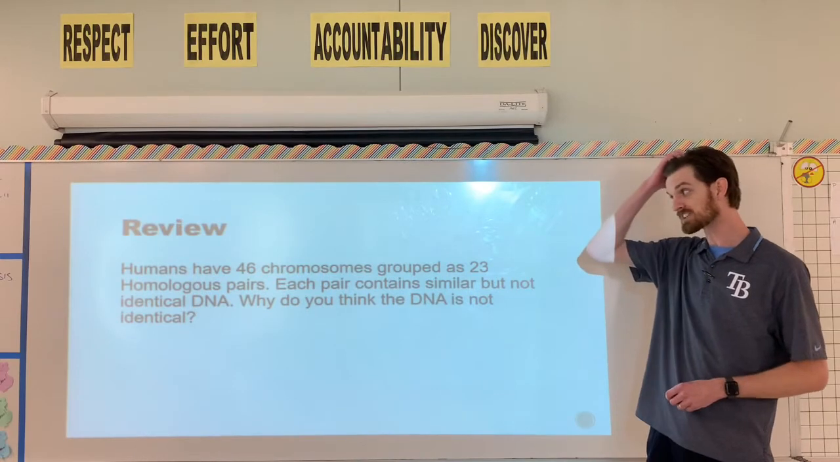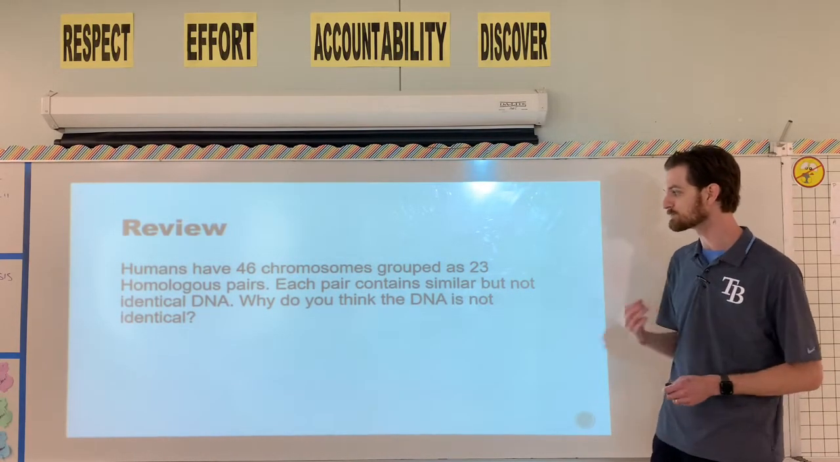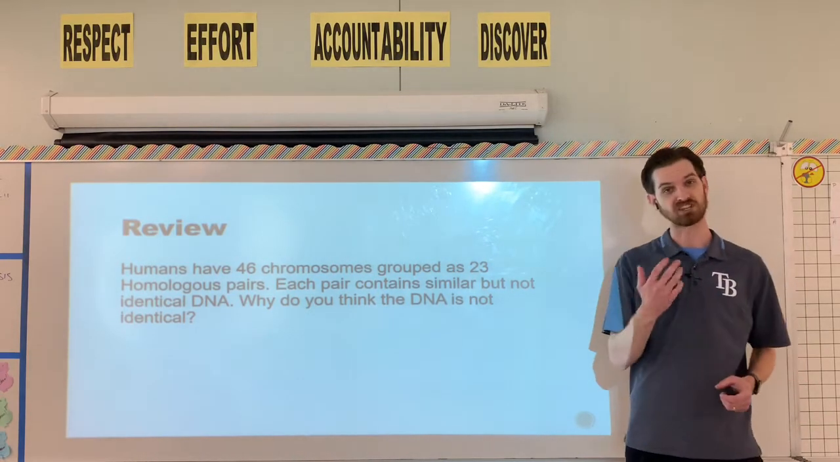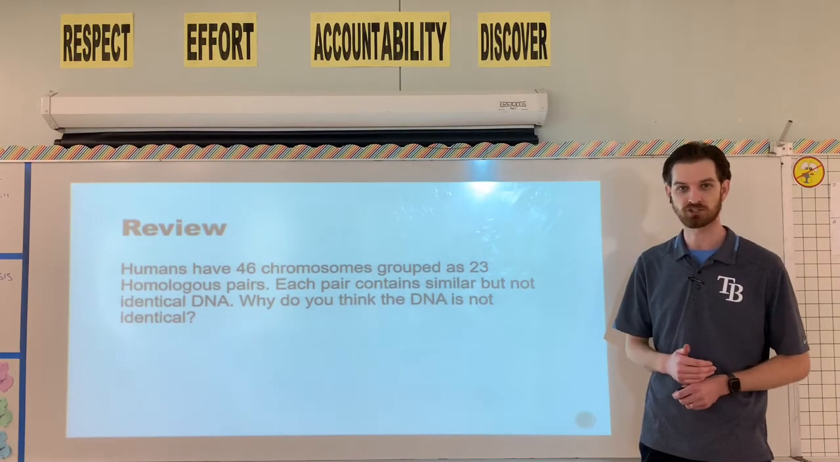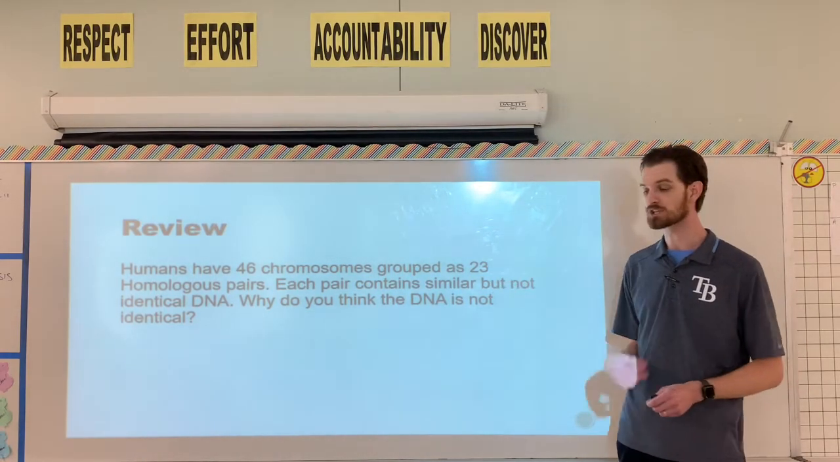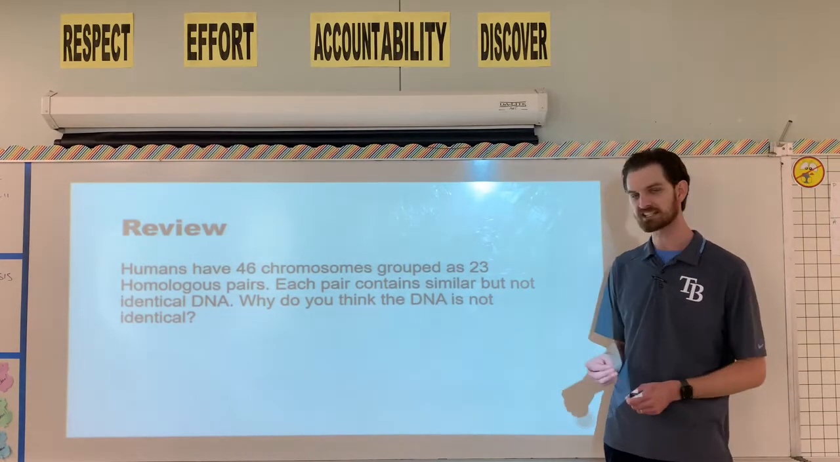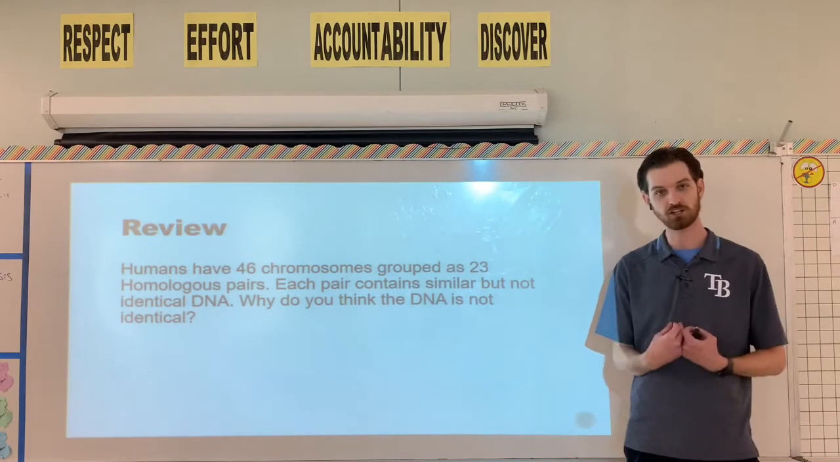Now, if humans have 46 chromosomes that are in 23 homologous pairs, each pair contains similar but not identical DNA. Why do you think the DNA is not identical? Hopefully you thought back to earlier in the slide where you think of where we get these 23 chromosomes from. You get 23 from mom and 23 from dad. So your DNA is not identical because your parents are not identical. They're not clones of each other, so you're not a clone of them.